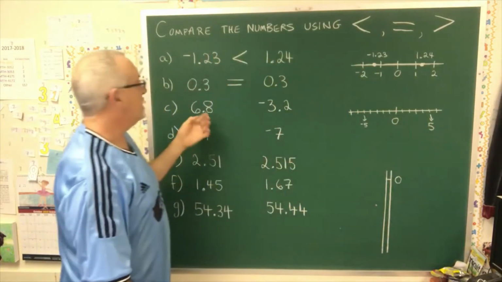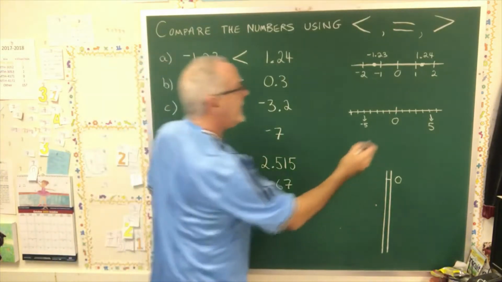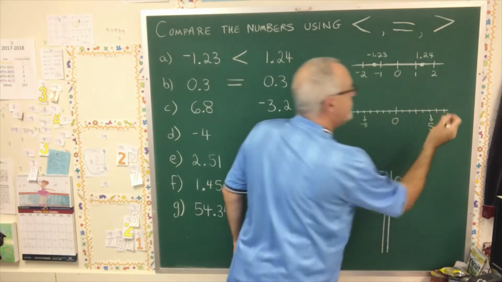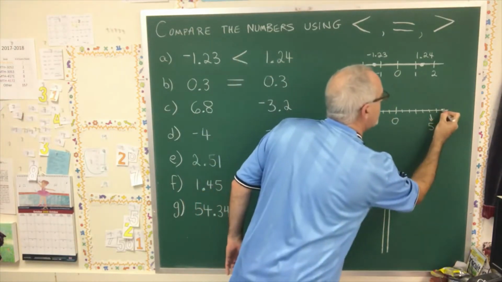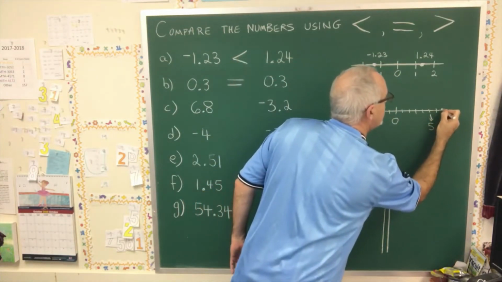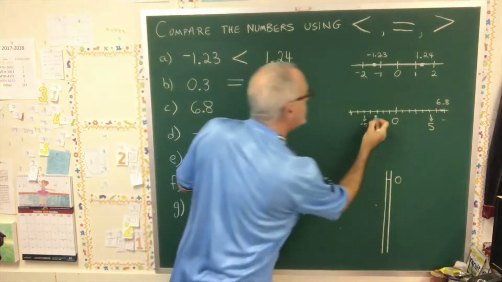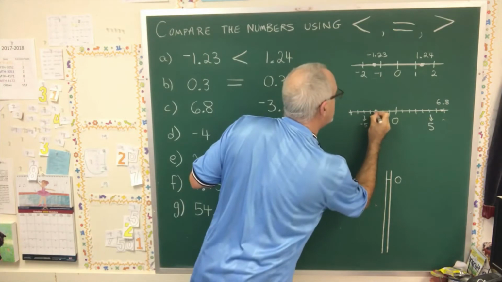We can figure out where the other numbers fit by looking at where negative 5, 0, and 5 are placed. 6.8, I'm making this a bit longer so that I can fit a 7. 6.8 is going to be way over here, close to 7. And negative 3.2 is going to be here.